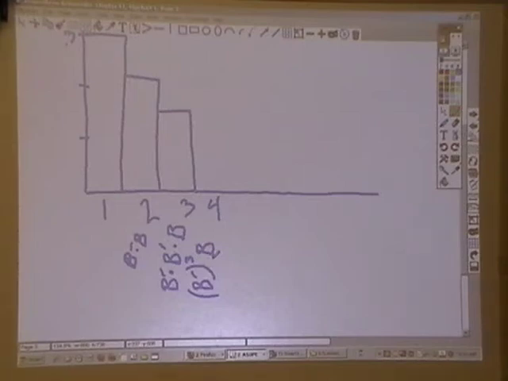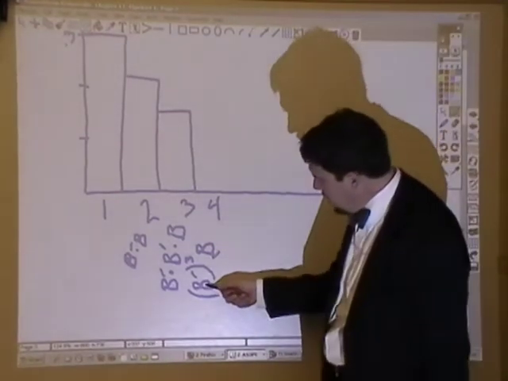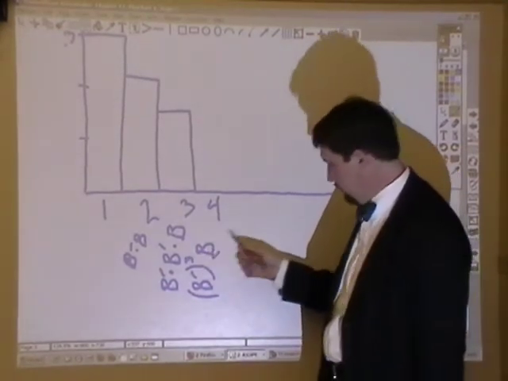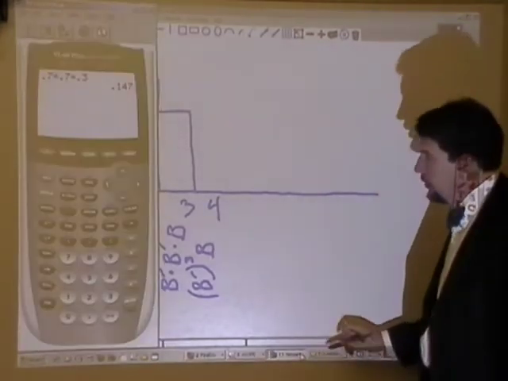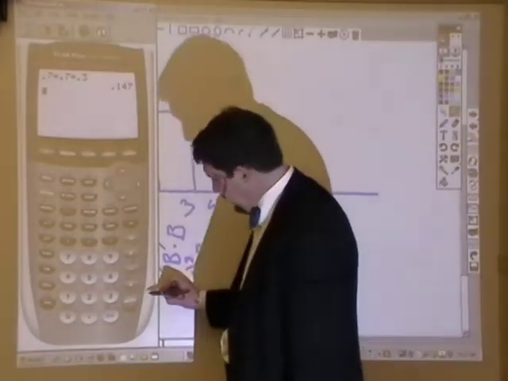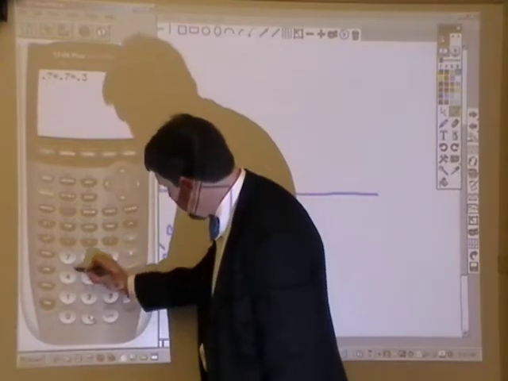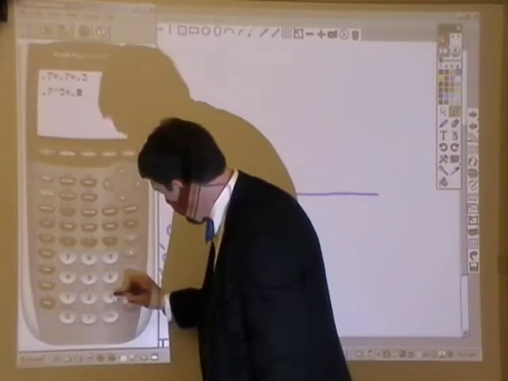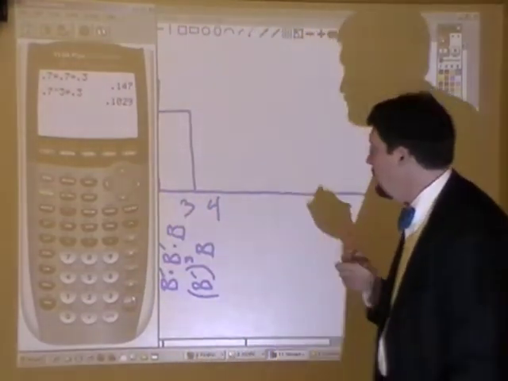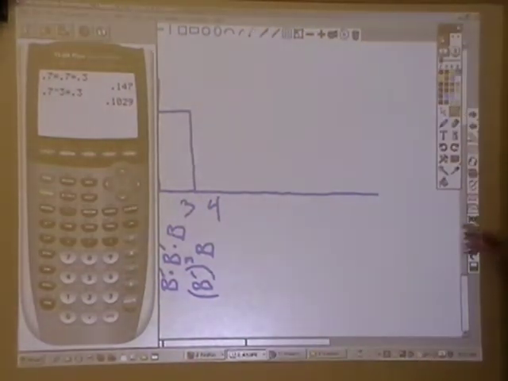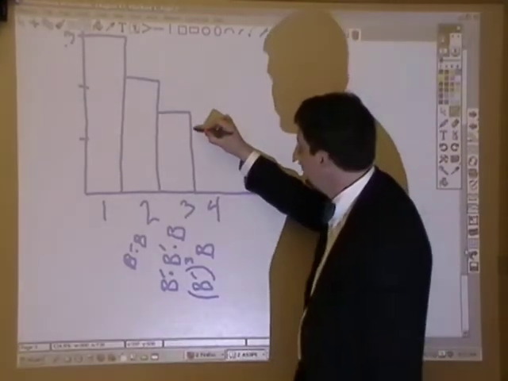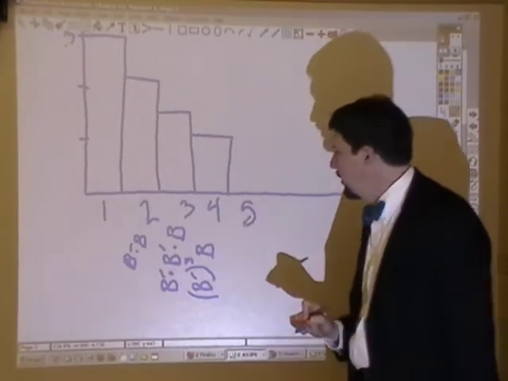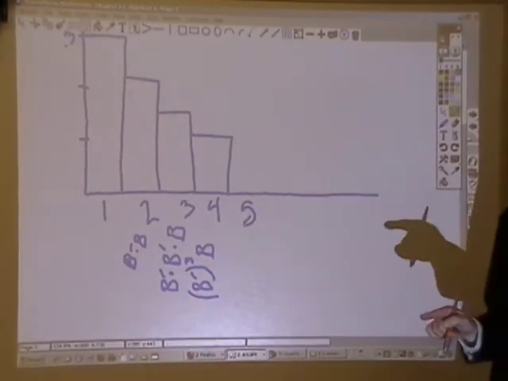Okay, part 2, chapter 17. So I've got not blue, not blue, not blue, and blue. Or not blue to the third power times blue. Okay, and not blue is 0.7. So I'm going to say it's 0.7 to the third times 0.3. And I'll hit enter and I'll get 0.1029. So 0.1029 is going to be right about there.